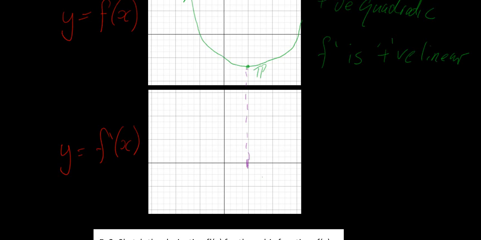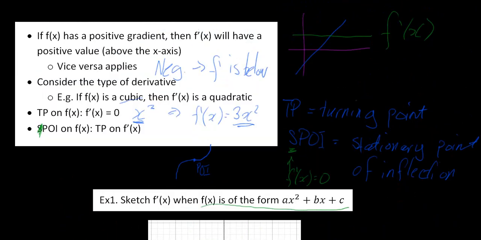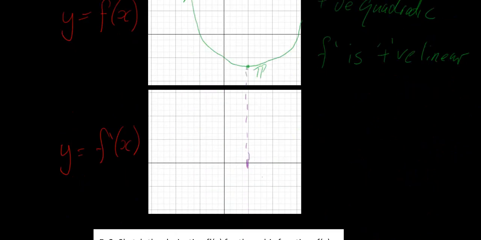Now, we know from our rule above that if you have a turning point on f of x, then this must mean that f dash equals 0. So we're referring to this one here. Turning point on f, we have f dash equal to 0. So what we're going to do is mark this and say that we have an x-intercept here.